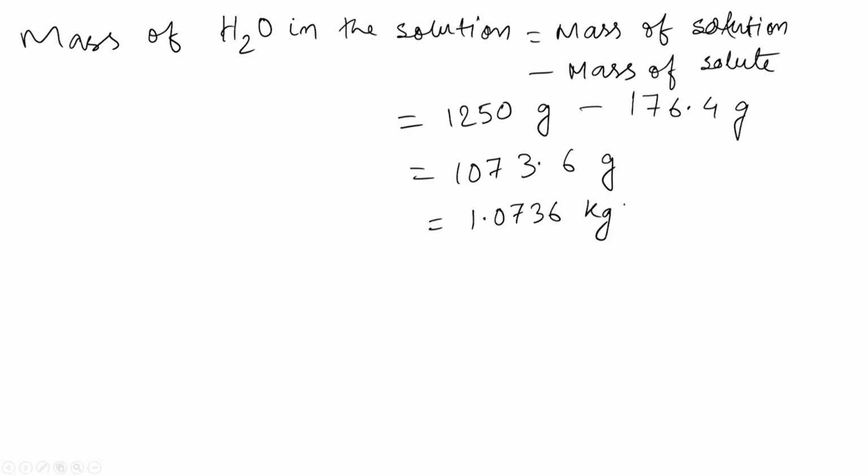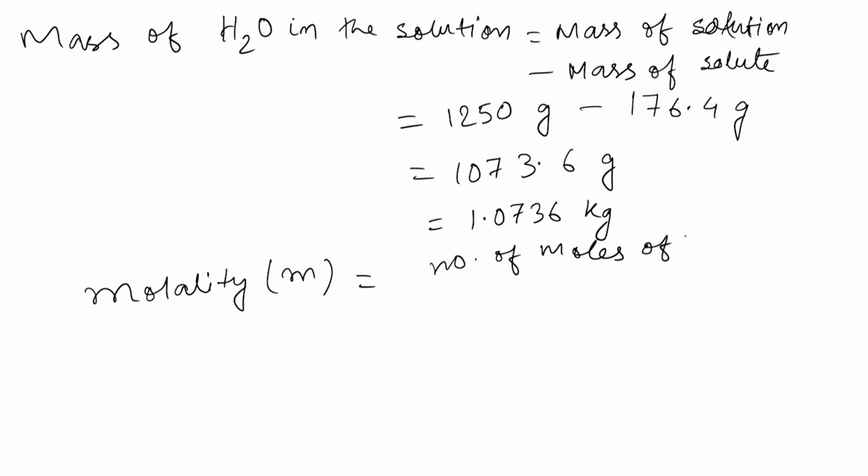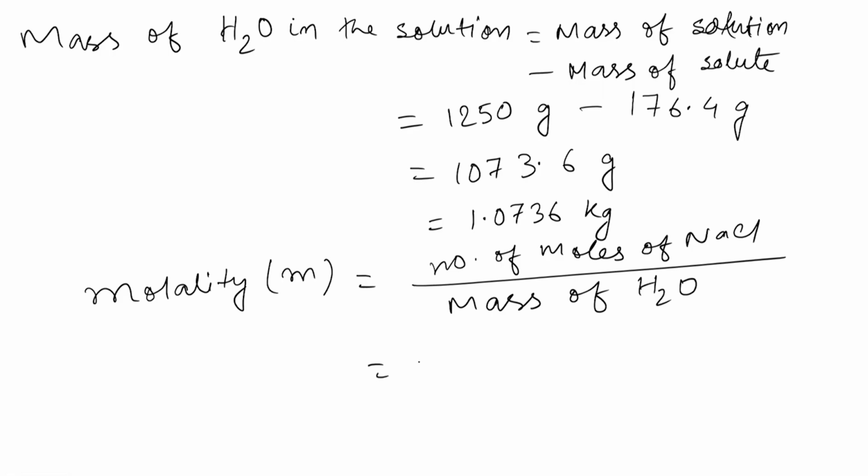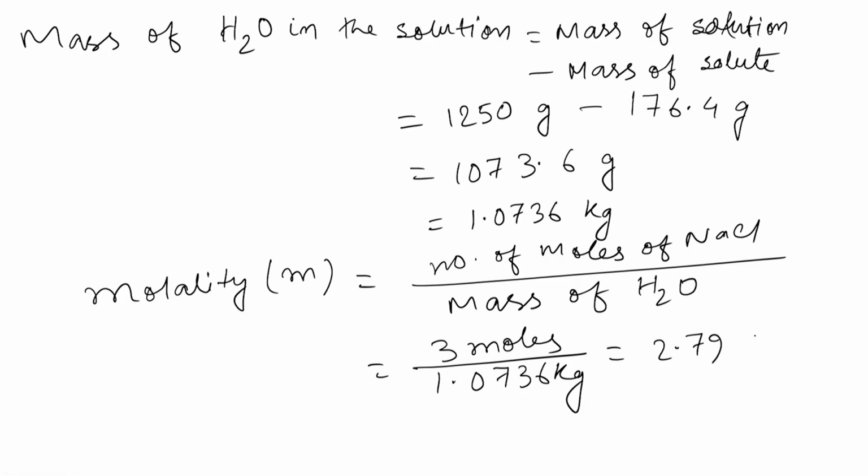This is equal to 1.0736 kg. So molality is equal to number of moles of sodium chloride divided by mass of water. This is 3 moles divided by 1.0736 kg, which is equal to 2.79 molal. Okay, molal.